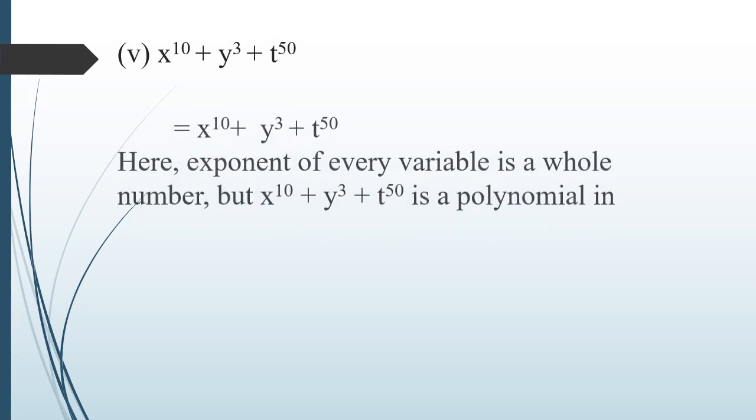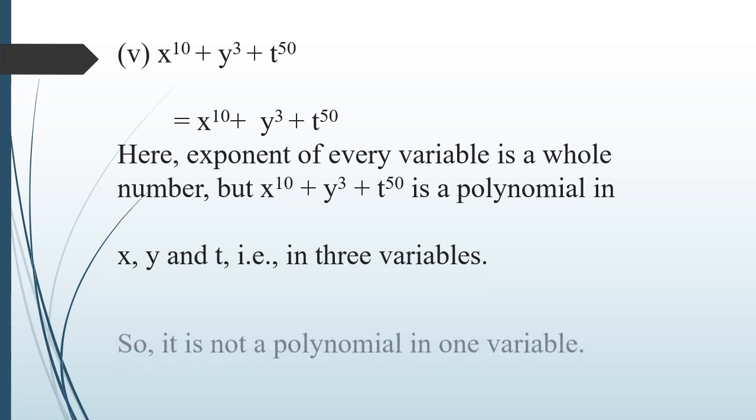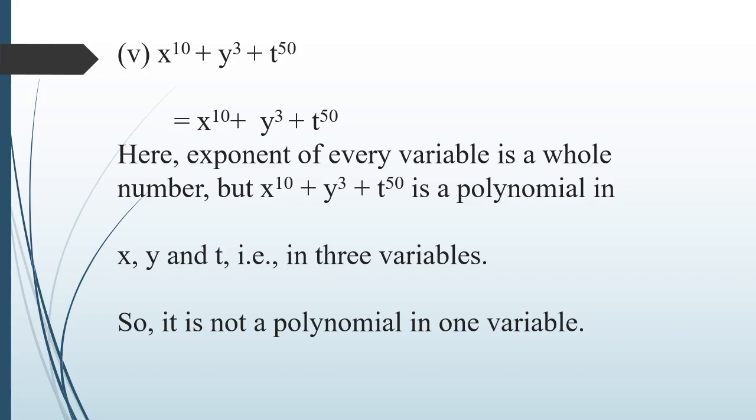Fifth subdivision, x power 10 plus y cube plus t power 50. In this, every exponent of a variable is a whole number, but here we are using three different variables. So it is not a polynomial in one variable.